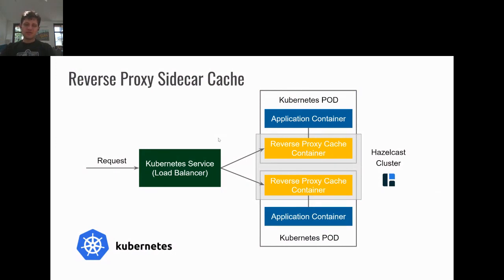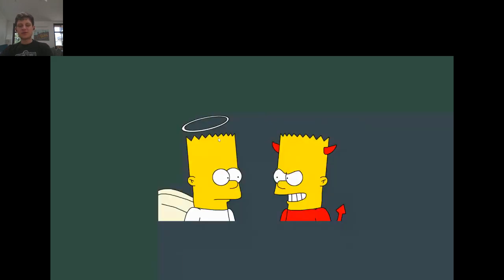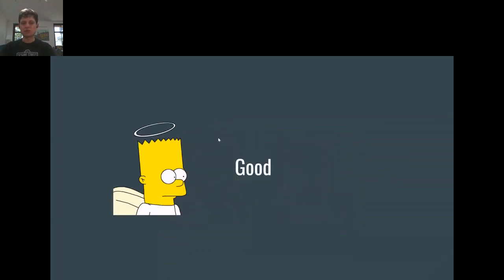So if you think about this idea of reverse proxy caching and reverse proxy sidecar caching, it has some good things and bad things. Maybe let's start by analyzing the good. What is the reason why you would use it? What is good about reverse proxy caching?